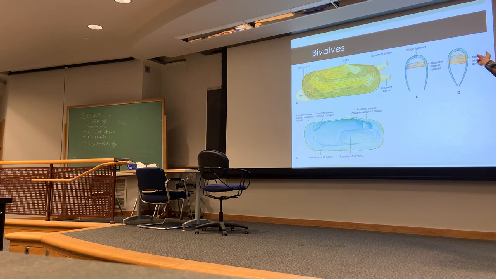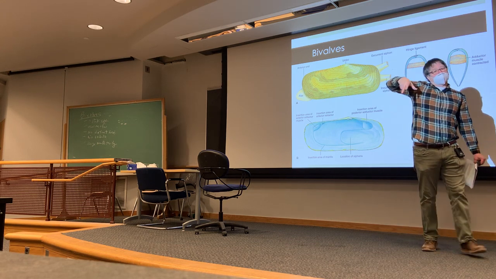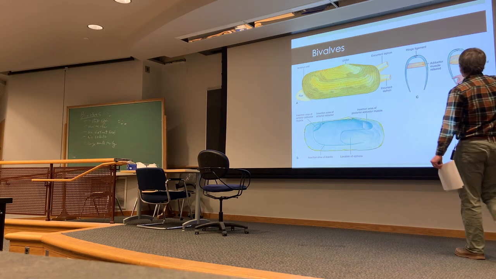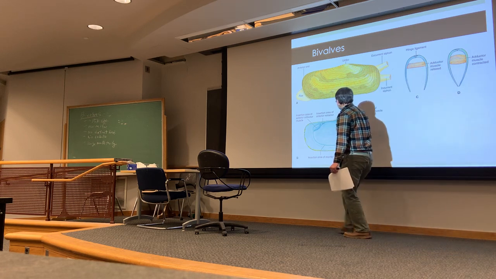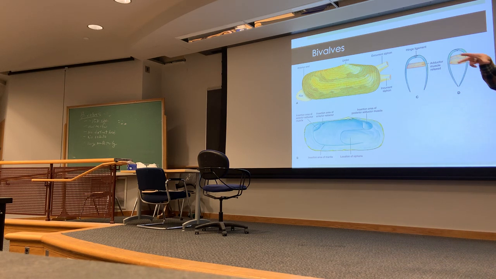A recently dead bivalve, I don't think we had any of these in class, but they will tend to gape because they're no longer in control of their muscles, they're dead, and the hinge causes the two valves to open. So, as a bivalve, how do you close your valves? By contracting those two muscles, the anterior and posterior adductor muscles, to close the valve. If you want to open it, just relax those muscles and the valves open.